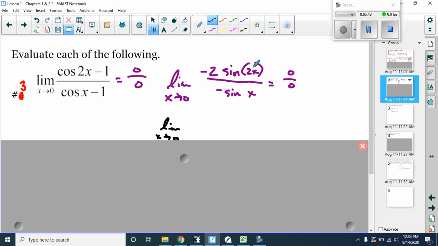Derivative of sine of 2x is going to be cosine of 2x times 2. And then I also had this negative 2 out front. That's negative 4 over negative cosine x. Now if I plug in 0, I get cosine of 0, that's 1, times negative 4. Cosine of 0 on the bottom is 1. Negative 4 divided by negative 1 is 4.